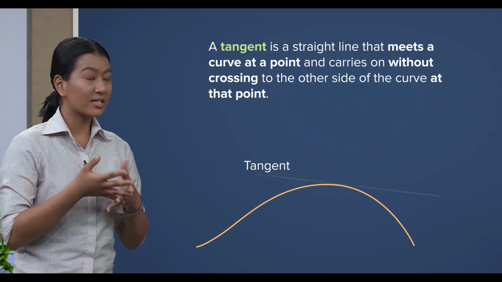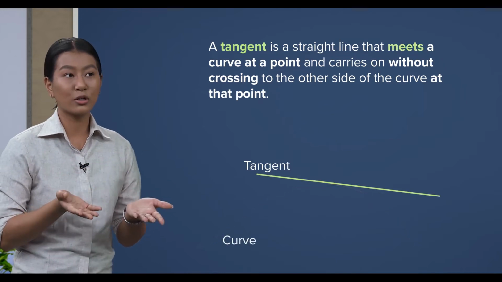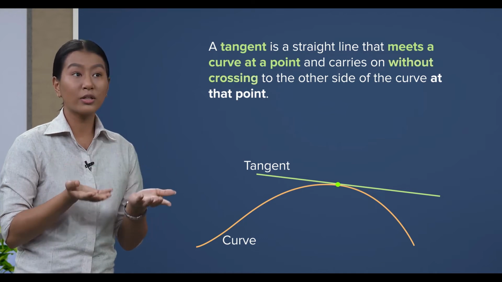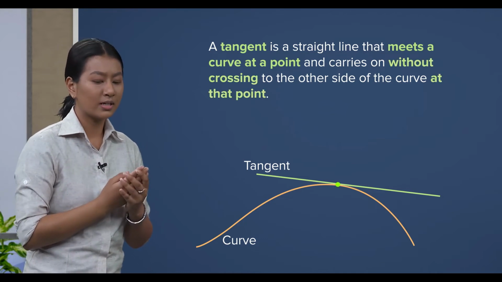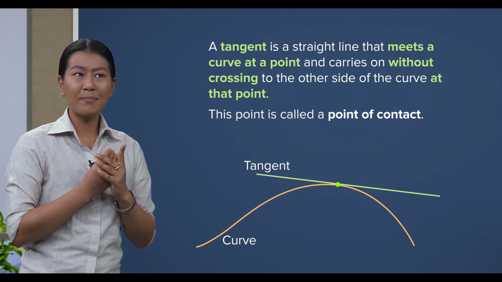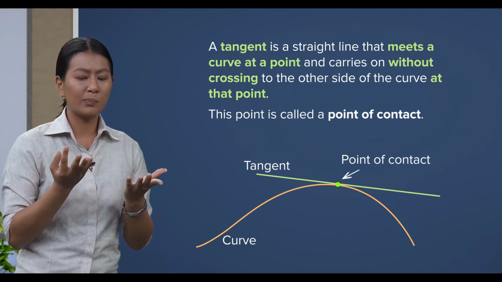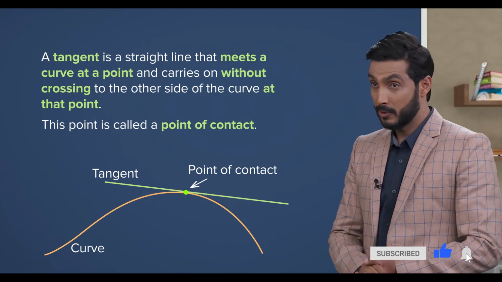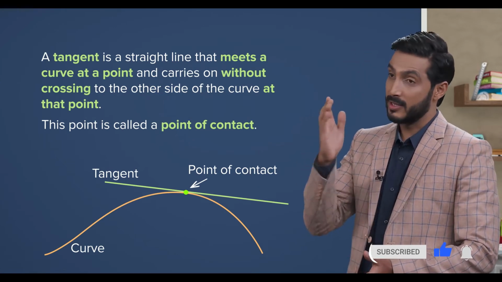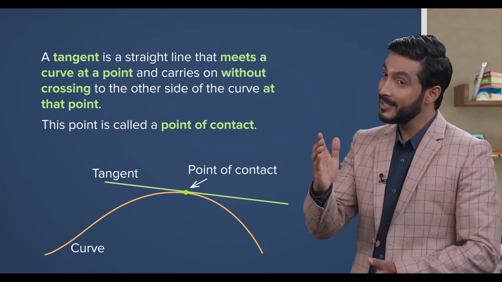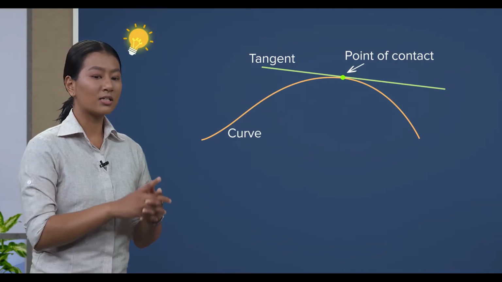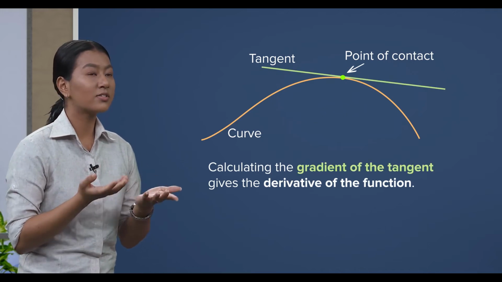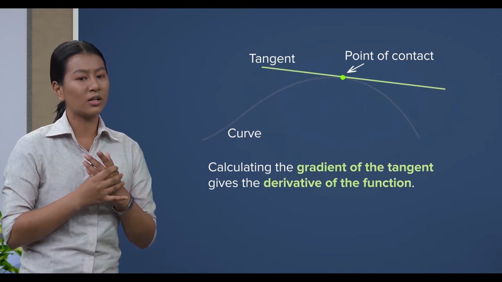A tangent is a straight line that meets a curve at a point and carries on without crossing to the other side of the curve at that point. And that point is said to be a point of contact. Absolutely. And at that point of contact, the gradient of the tangent gives the gradient of the curve. So calculating the gradient of the tangent gives the derivative of the function.